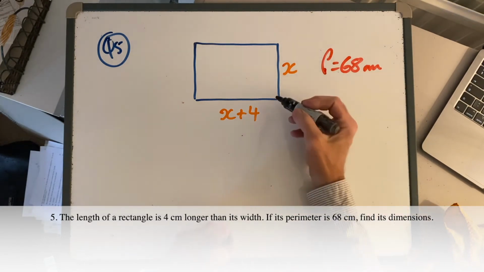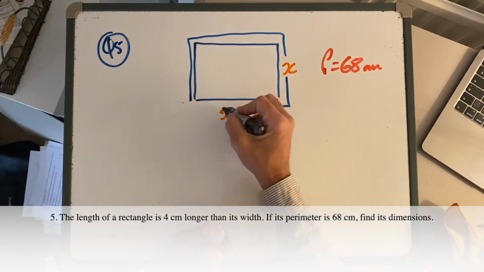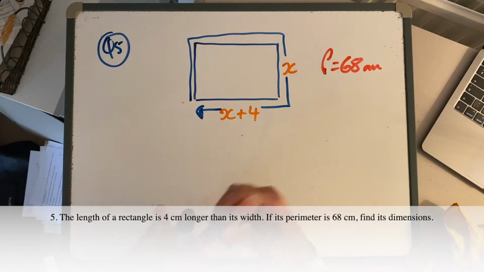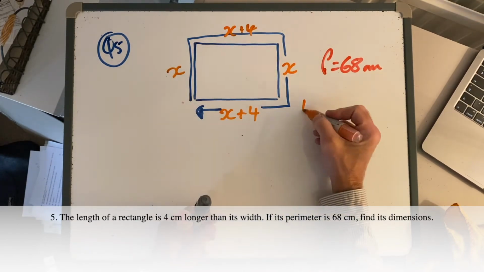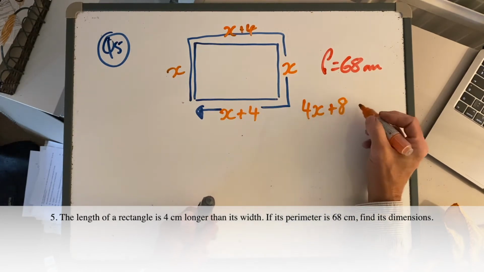So again, the perimeter is the distance around the outside. So it's this distance here, and I want to label all the sides. If this is x plus 4, this must be x plus 4. If that's x, that must be x. I've got now 1, 2, 3, 4 x's plus 2 4's. And I know that that equals 68.